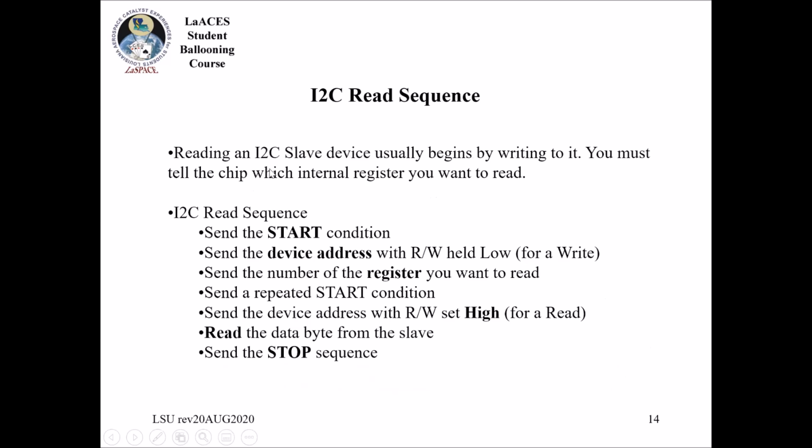So reading an I²C slave device usually begins by writing to it, and that's important. You must tell the chip which internal register you want to read. So the I²C read sequence is pretty similar to what we just talked about: you send the start condition, send the device address with the read/write bit held low for a write, and then send the number of the register you want to read, send a repeated start condition, send the device address with read/write set high, read the data byte from the slave, and then send the stop sequence.